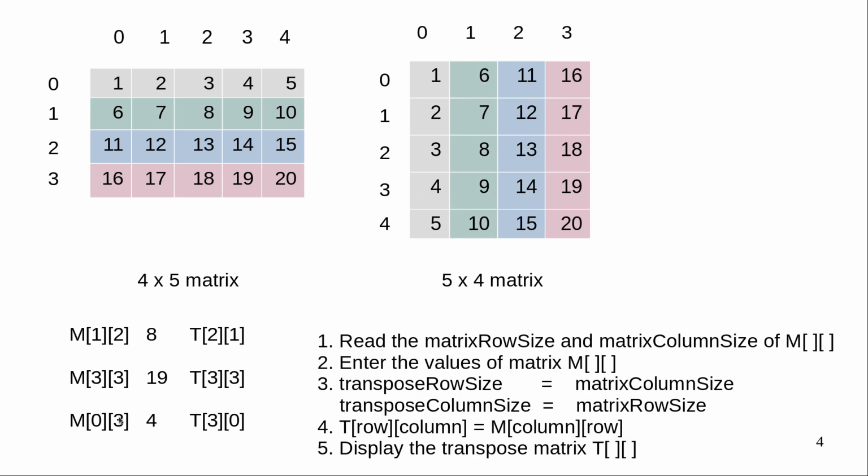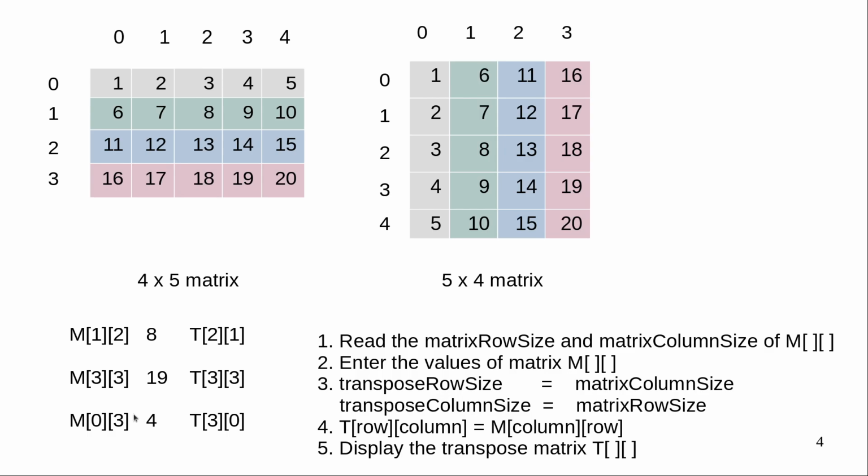When we look at M03, where is M03? M03 is here, and the value there is 4. And where do you find 4 here? It's in T30. If we analyze these values, the value in M12 has gone to T21. So 12 to 21, it has become the opposite. 33 is the same, there is no difference, and 03 has gone to 30.